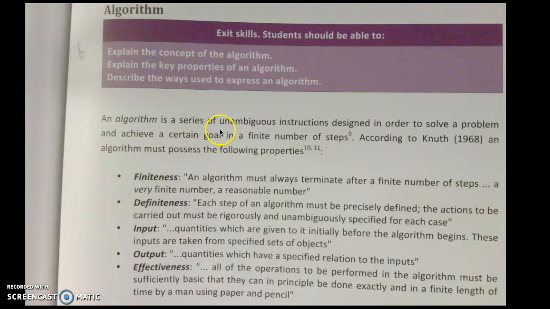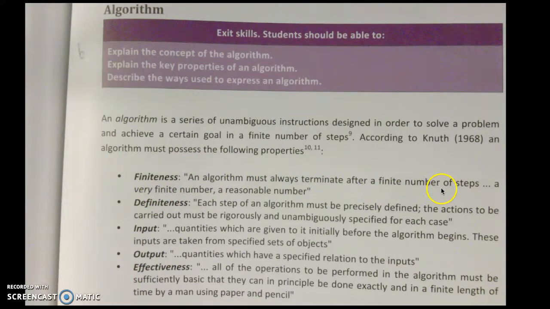So, for a computer or a robot or a device, your instructions have to be unambiguous. They have to be absolutely clear. Designed to solve a problem, achieve a certain goal in a finite number of steps. It can't be infinite. According to Knuth, 1968, an algorithm must possess the following properties. Finiteness: it must terminate after a finite number of steps.